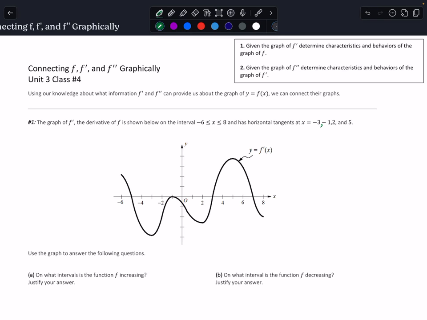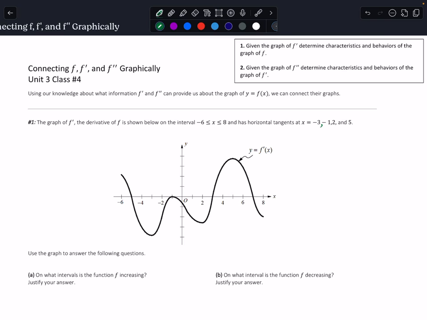We use the first derivative to tell us information about where our original function is increasing or decreasing, where it has turning points, relative maxes, and relative mins. We've used f double prime to find out where the original function f has an inflection point, or on what intervals the graph is concave up or concave down. We are going to continue doing the same exact thing today.